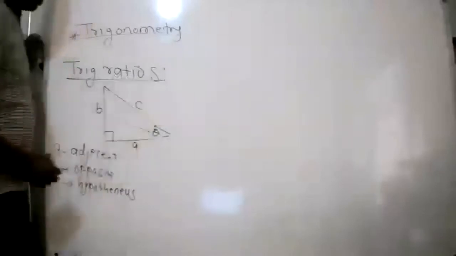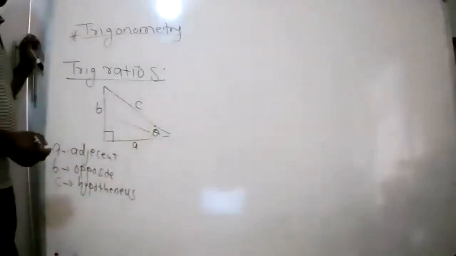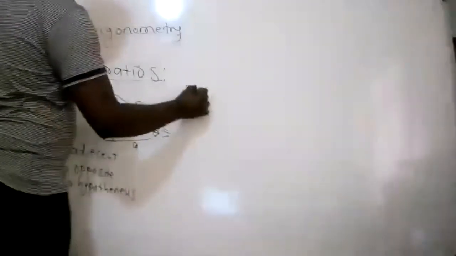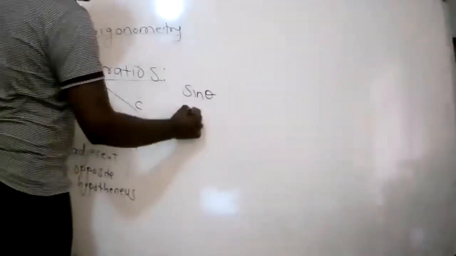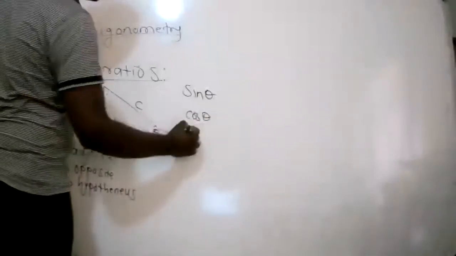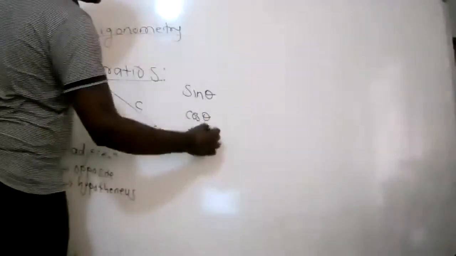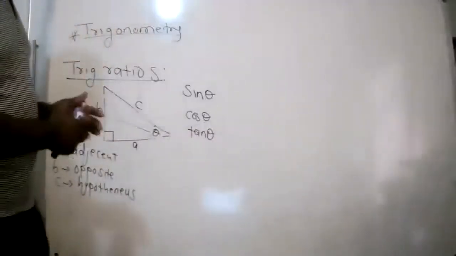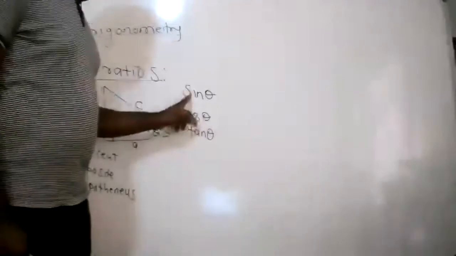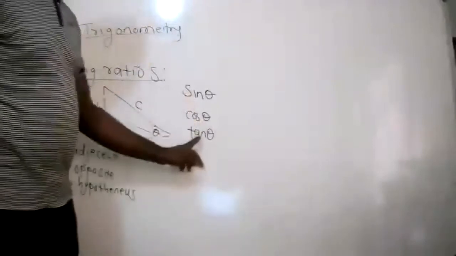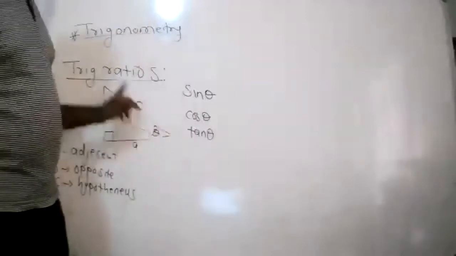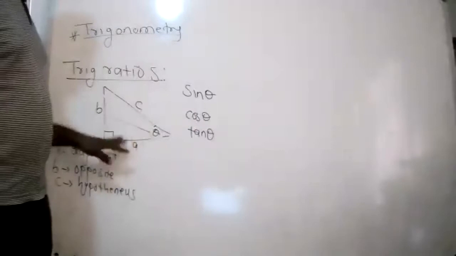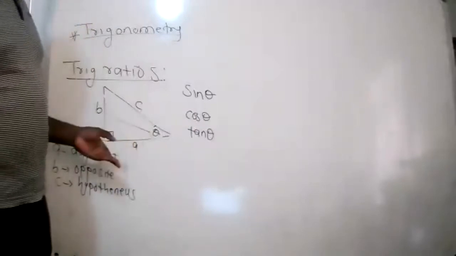Remember, we are focusing on what is called the trig ratios. So now, trig ratios, we are referring to a function which is called sine, the function which is called cos, and the function which is called tan. These are the trig functions. But these trig functions, we can write them in terms of ratio, where this word ratio simply means the fraction.